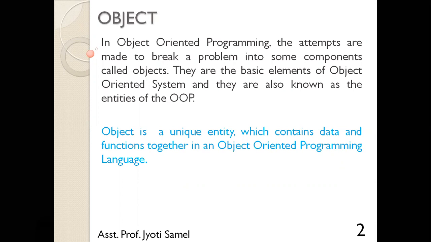In object-oriented programming, attempts are made to break a problem into some components called objects. They are the basic elements of the object-oriented system, and they are also known as entities of OOP. Here we will say an object is a unique entity which contains data and function together in an object-oriented programming language.